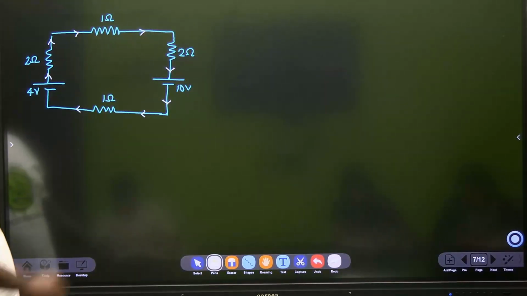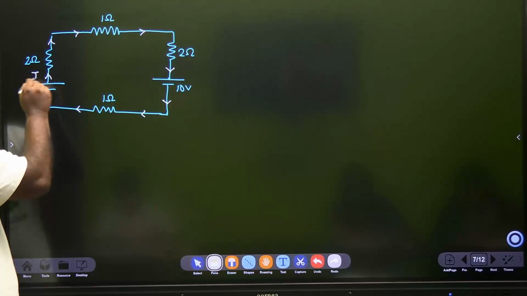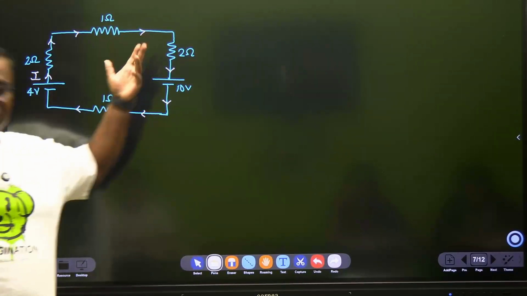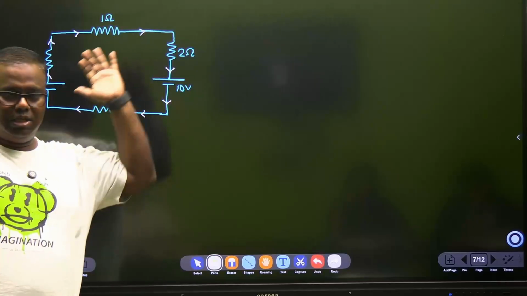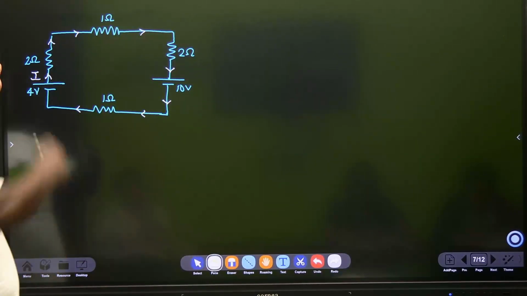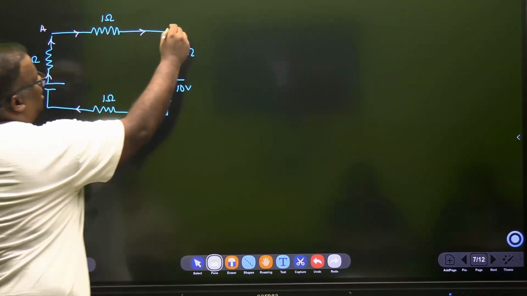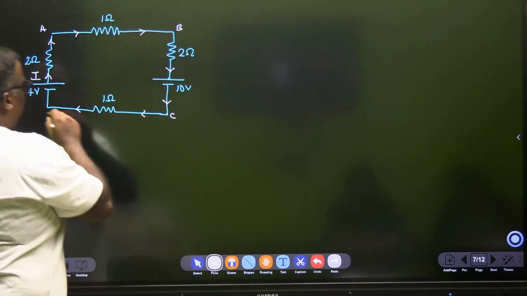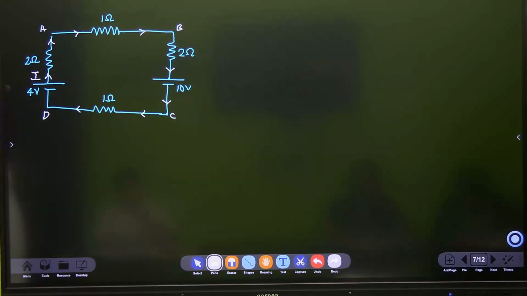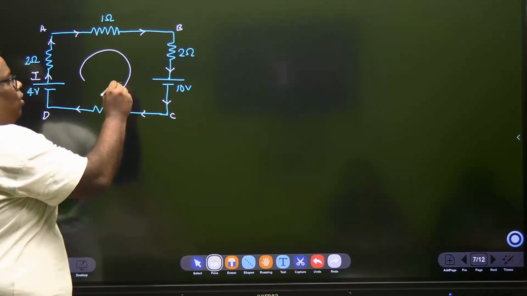They have asked me to find the current through each resistor. Your first answer should be that the current through each resistor will be the same, because ultimately the circuit is a series circuit. Correct? Shall we name it? A, B, C, D. Tell me, Arjun, which loop? Clockwise or anti-clockwise? How do you want to go? Clockwise. So Arjun has chosen to go clockwise.